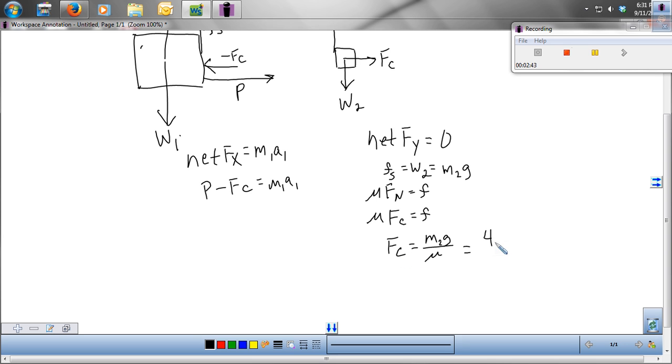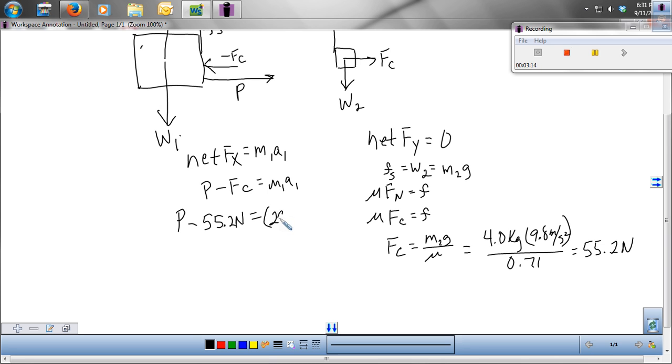So I'm going to take 4.0 kilograms. I'm going to multiply it by gravity, which I'm going to use 9.8. And then I'm going to divide it by mu, which is 0.71. And if I did that correctly, I got 55.2, and it's in newtons. Okay, so I'm going to come back over here. I'm going to say, well, P minus 55.2 newtons is equal to 29 kilograms, because both of them are being accelerated, times some acceleration.